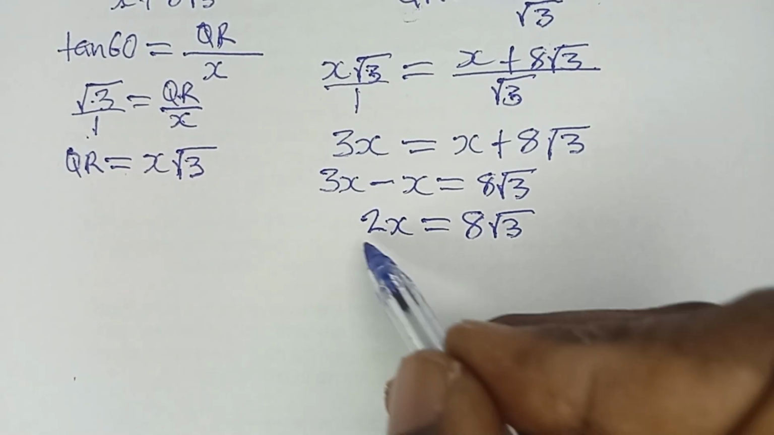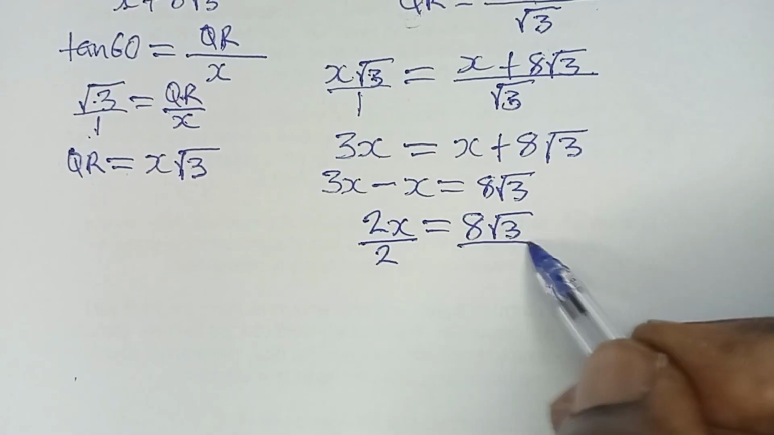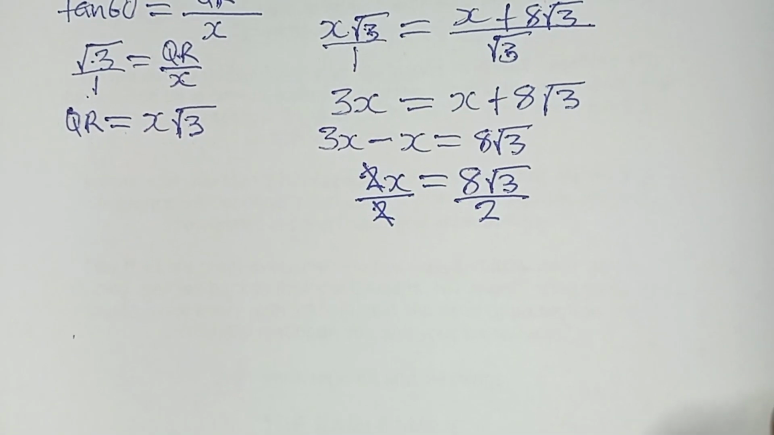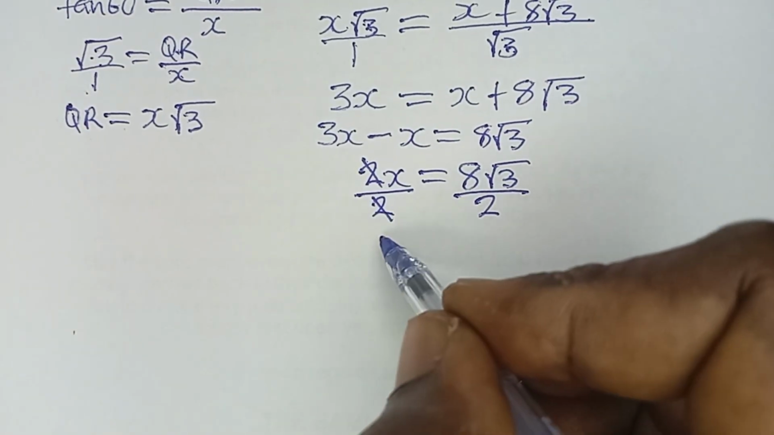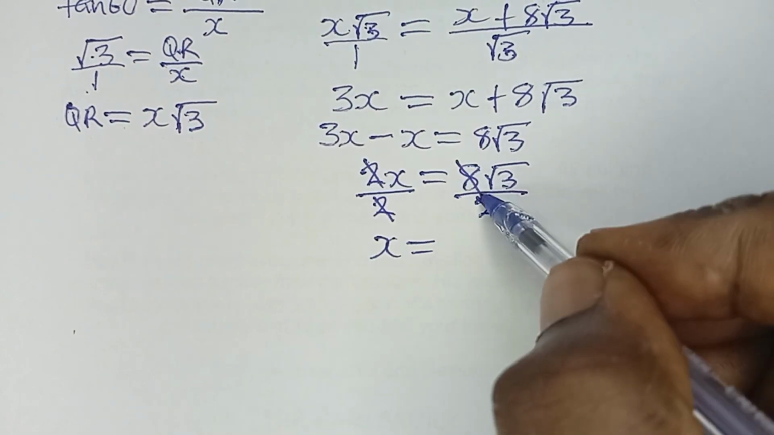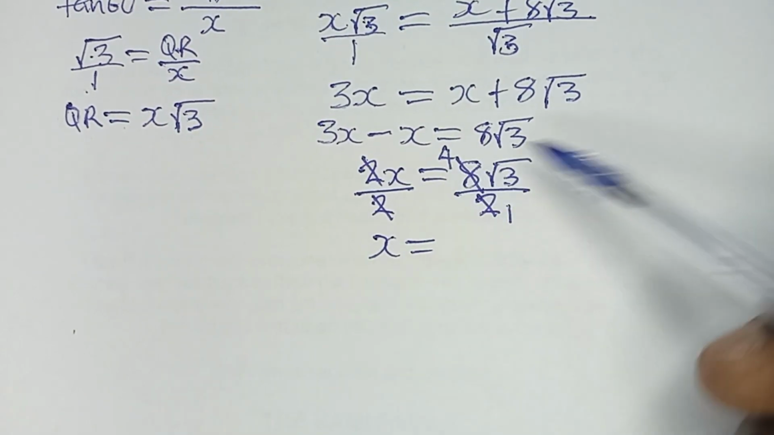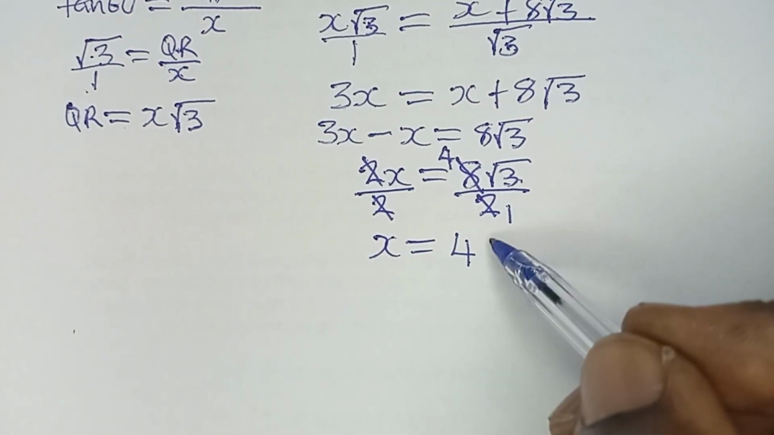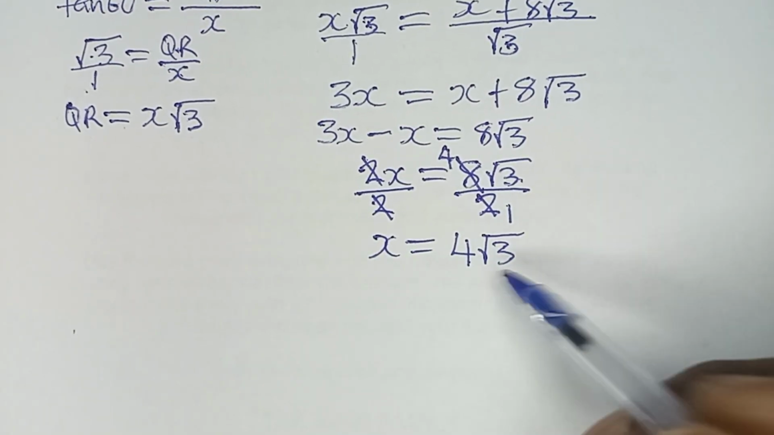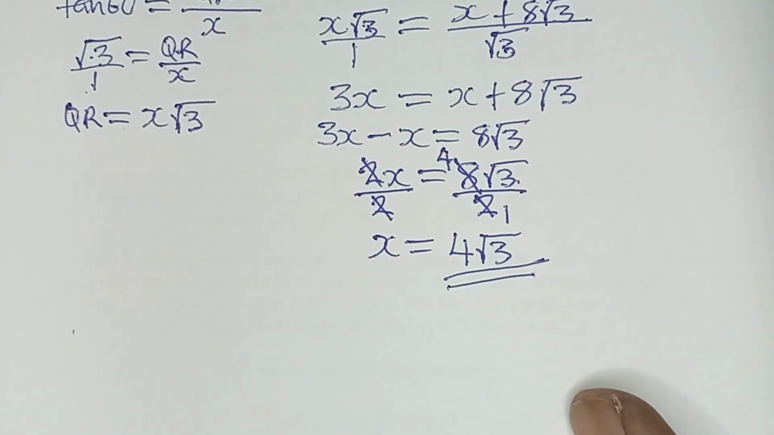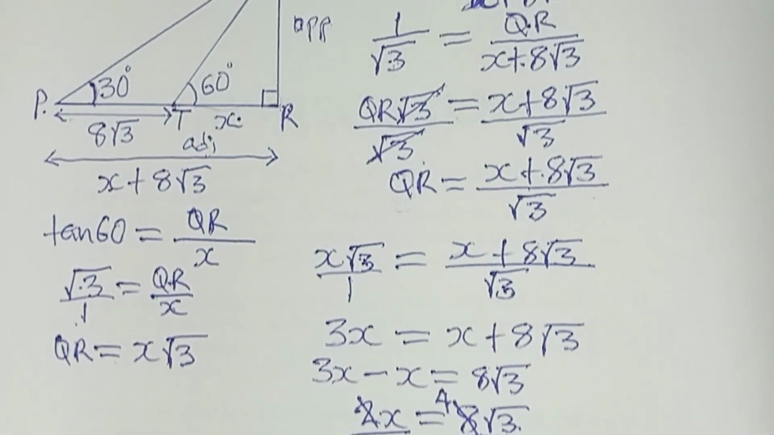Then I can now divide both sides by 2. I divide this by 2 and also divide this by 2. 2 will cancel 2 and I'll be left with x. So x here is equal to, 2 here, 1, and 2 in 8, 4. So I'll be left with 4 root 3. So that means the value of x is exactly 4 root 3. And that is exactly what the question is asking us.